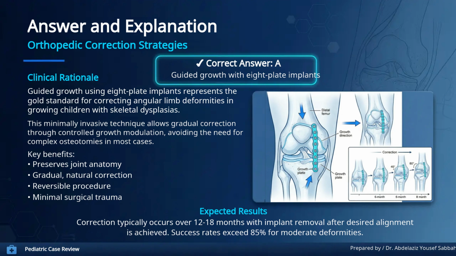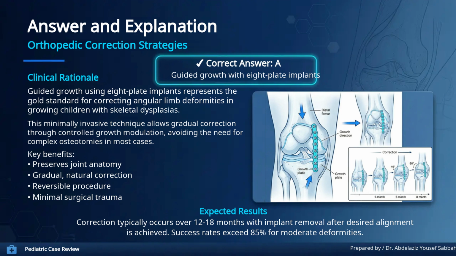Guided growth using 8-plate implants is the gold standard for correcting angular limb deformities in growing children with skeletal dysplasias. This minimally invasive technique allows gradual correction through controlled growth modulation, avoiding the need for complex osteotomies in most cases. The key benefits include preservation of joint anatomy, gradual and natural correction. It is a reversible procedure, and it involves minimal surgical trauma.